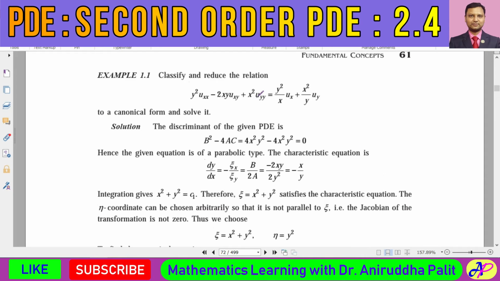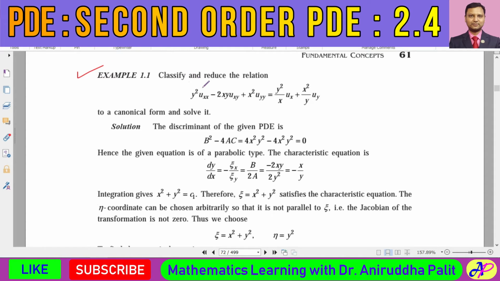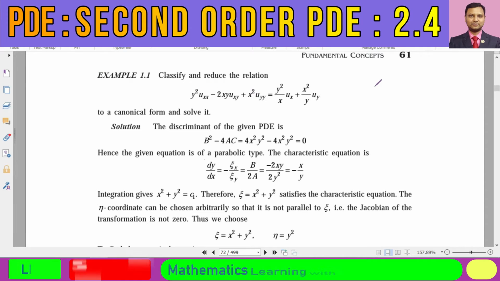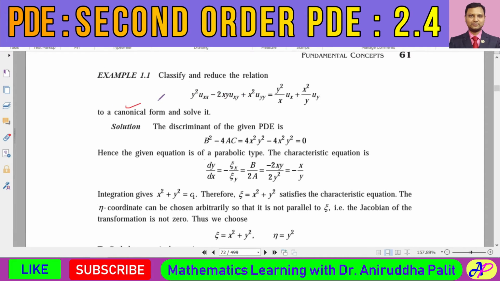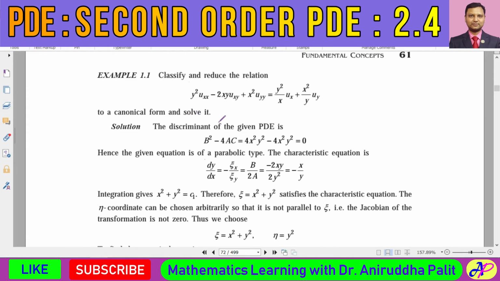Now we discuss one example. This is the example. What does it say? It says to classify and reduce this relation. Relation means it's actually a partial differential equation, to a canonical form. Firstly, we have to reduce it into the canonical form and then solve it. So let's check over here.